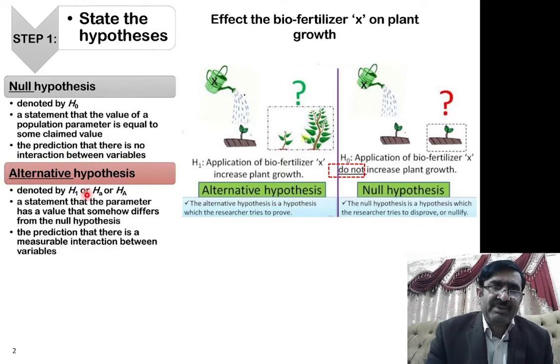The alternate hypothesis is represented by H1 or HA, or H with a small a. This statement says that the value varies. When we say the plant height is 10 centimeters, the alternate may be more than 10 centimeters, as you can see from the figure, or less than 10 centimeters, or not equal to 10 centimeters. So in the alternate hypothesis we have three options. We will write it mathematically in the coming slides.